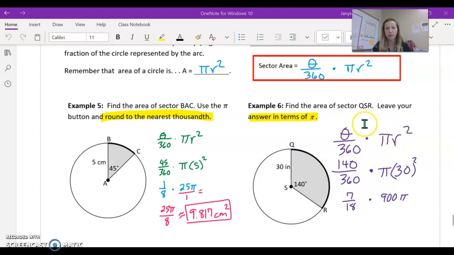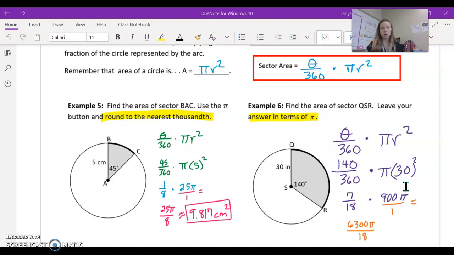I wrote the formula. My angle was 140 degrees. And my radius was 30 inches. Then I reduced this fraction using my Desmos Scientific Calculator and got 7/18. 30 squared is 900, so we get 900 pi. And remember to multiply these two together, put a 1 underneath it, multiply the tops. 7 times 900 pi is 6,300 pi, and 18 times 1 is 18.